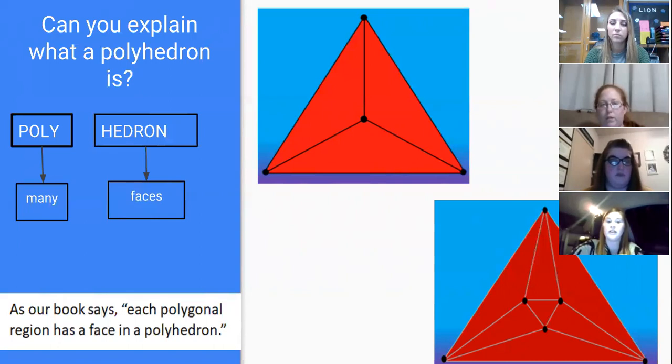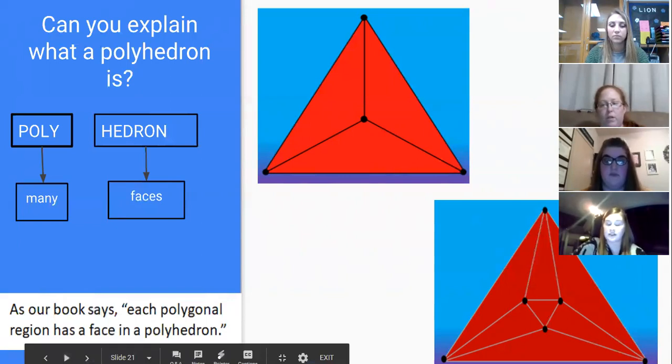So within each polyhedron, you're going to see faces of another shape, and for this one, it's going to be a triangle. And then at the bottom, you can see the next figure, and you can see all of the faces that are triangles. Those triangles are going to be the faces of the polyhedrons.